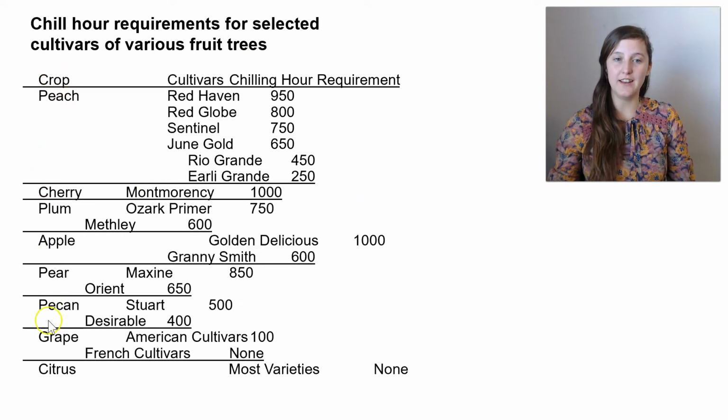On the left side is the crop, and then the cultivars, and then the chill hour requirement. So all these numbers refer to the amount of hours each of these cultivars need before it can read the directions of how to produce a flower.